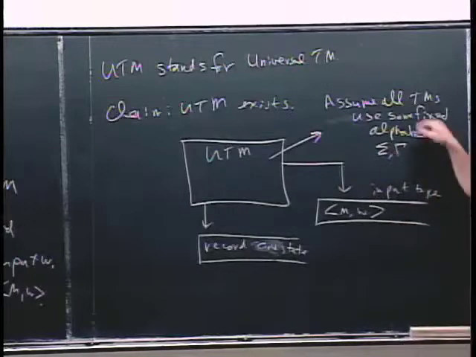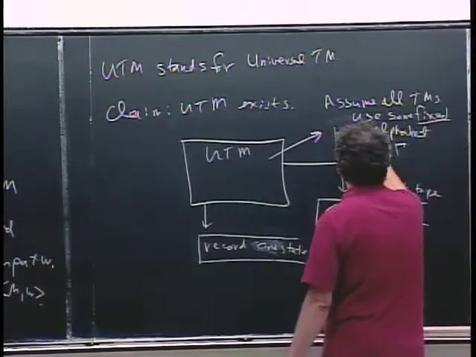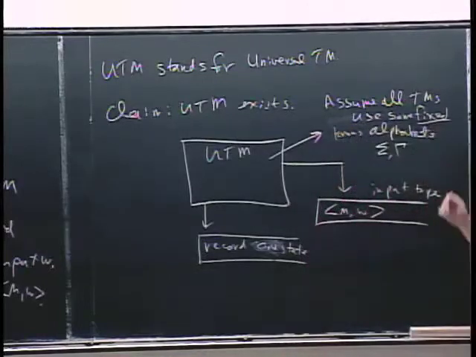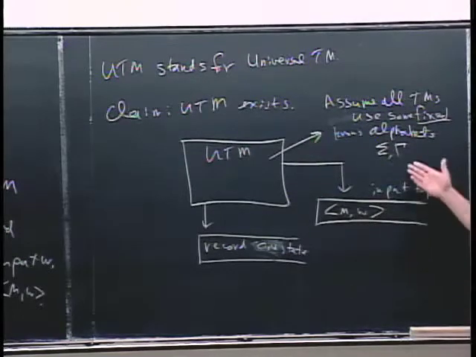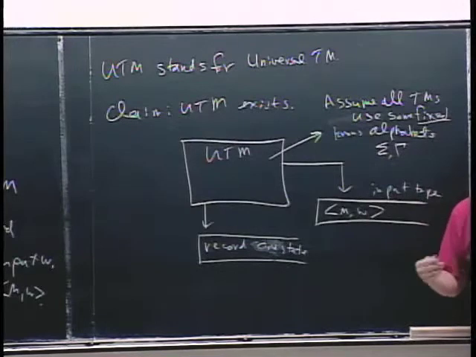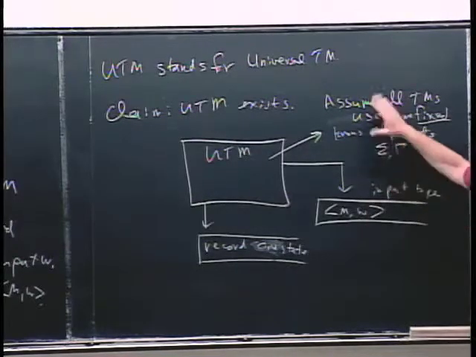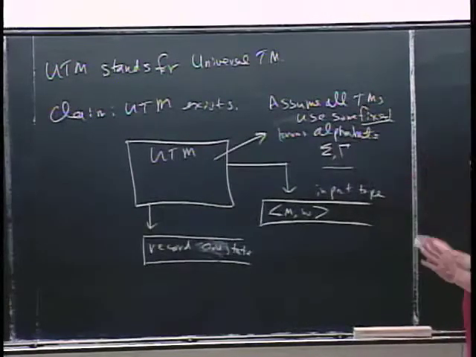So we can assume here that all the Turing machines actually use some fixed and known alphabet, or alphabets. And gamma is the tape alphabet, which for convenience was different from sigma. But again, everything can be done in binary. Or if I want, just for a little convenience, I can make these both ASCII or something like that. Okay? So in this simulation, it is very important that we know ahead of time what the alphabet is going to be.